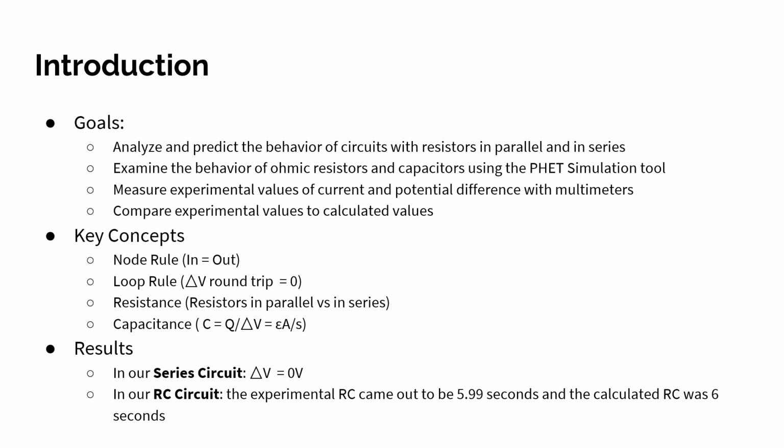Key concepts that we used in this lab were the node rule, the loop rule, the rule of resistance in parallel and in series, and capacitance. The results of our lab were that in our series circuit, the delta V, or our potential difference, was 0 volts. In our RC circuit, the experimental RC came out to be 5.99 seconds, where the calculated RC was 6.